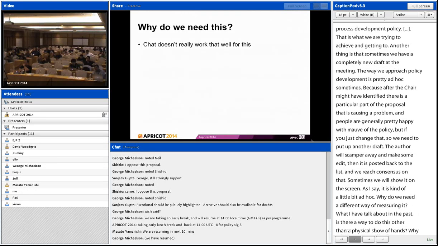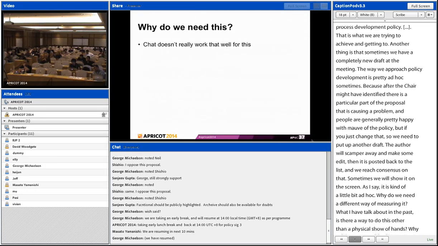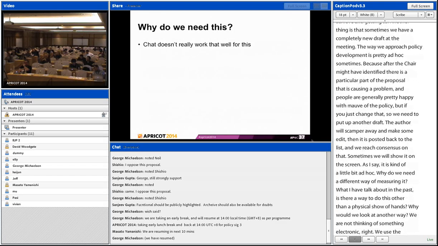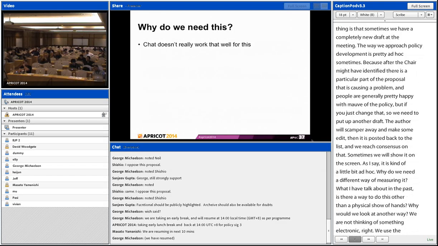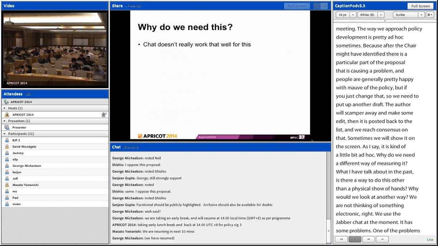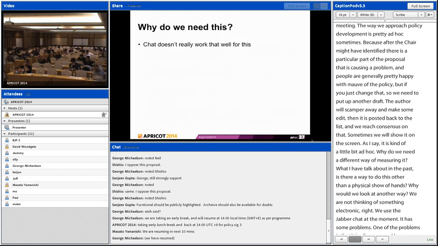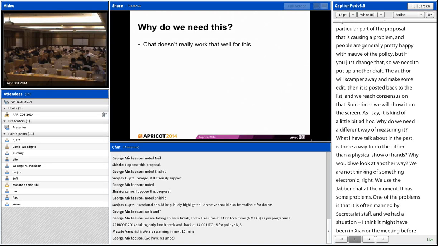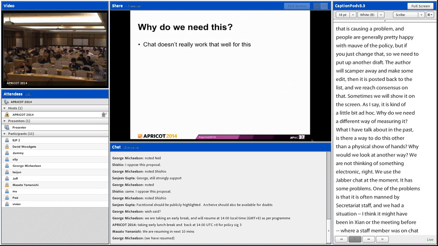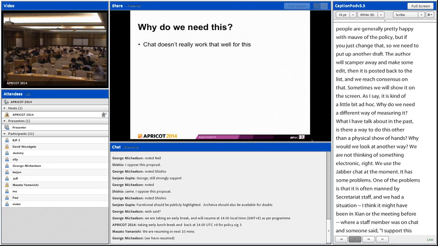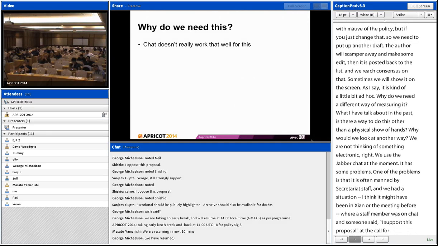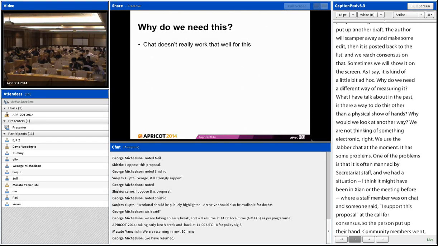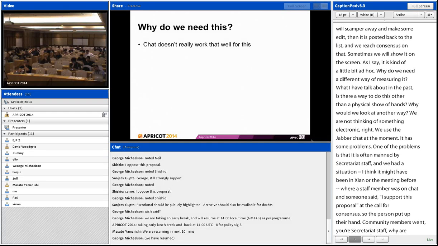We use the Jabber chat at the moment. It's got some problems. One of the problems is that it's often manned by secretariat staff, and we had a situation, I think it might have been in Xi'an, or the meeting before, where a staff member was on chat and someone said, I support this proposal at the call for consensus. And so the person put up their hand. And of course, community members went, you're secretariat staff, why are you joining in the consensus here? And so they were trying to express what they were seeing in the chat room.